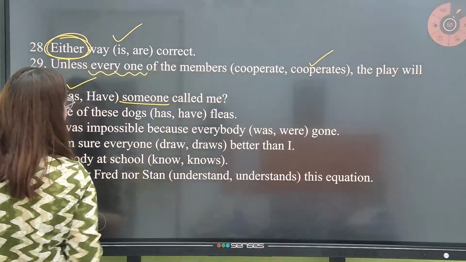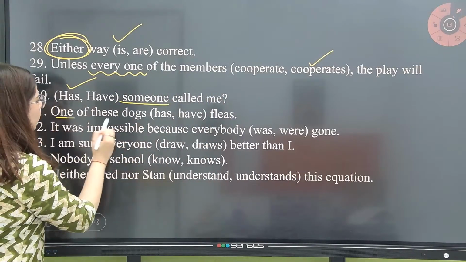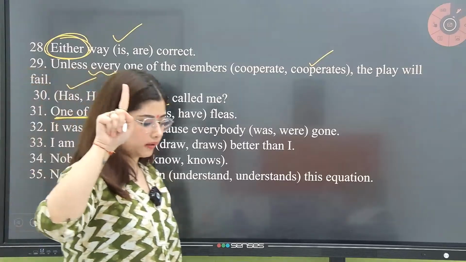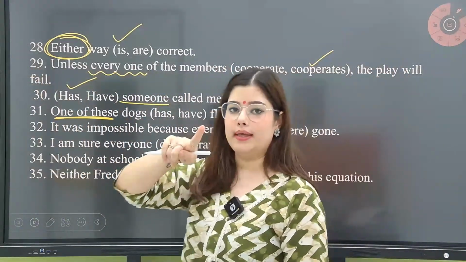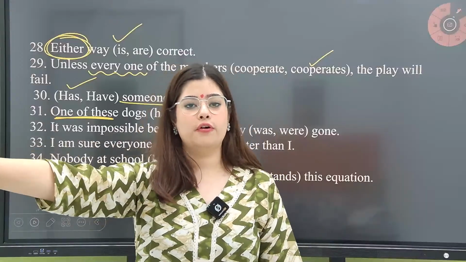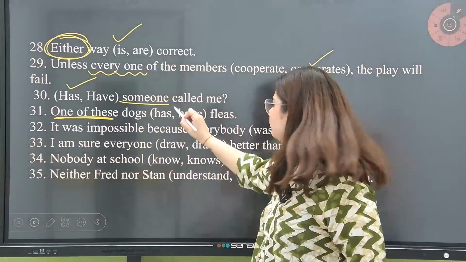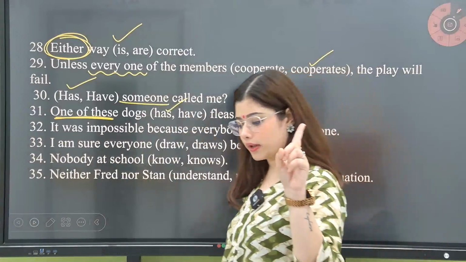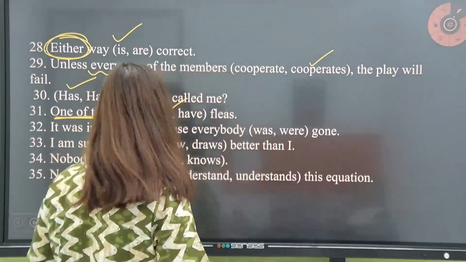So has someone called me. One of these dogs. One, only one. Not all, not two, not three, only one. One of the multiple dogs that we are talking about has fleas. We are talking about just one dog, singular subject, singular verb form.